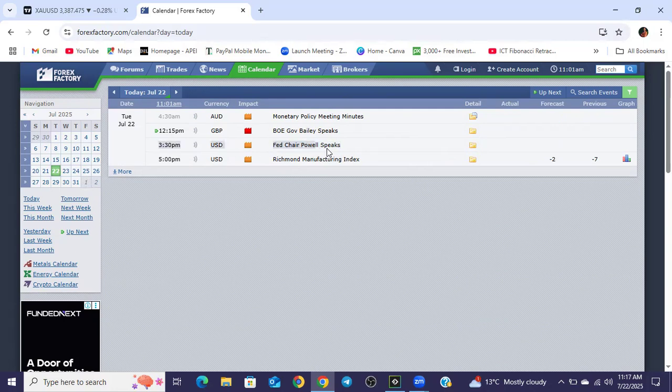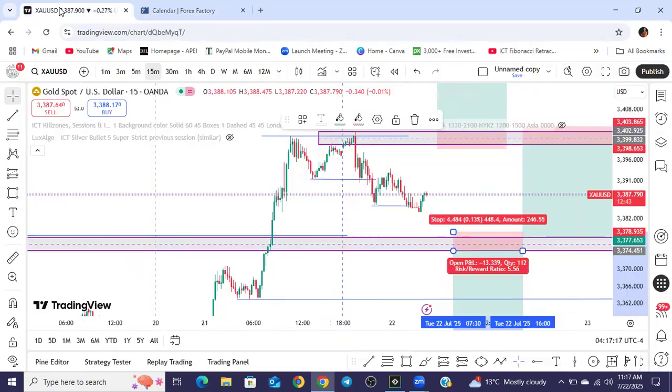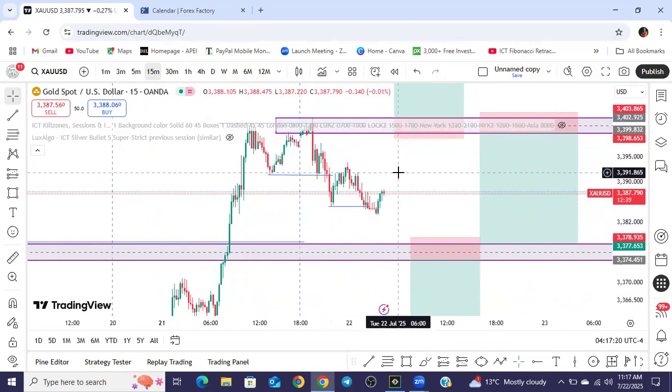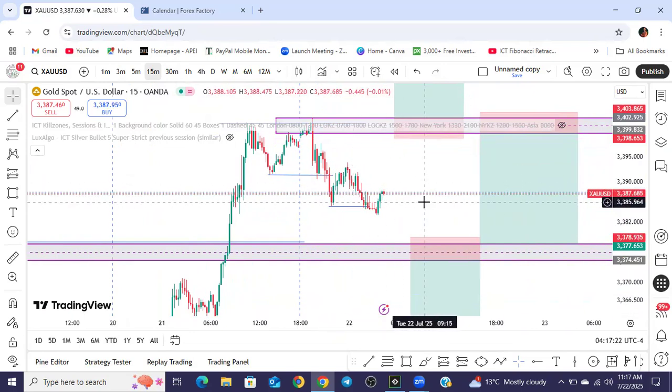We'll be able to see some impact for the dollar and for gold at this particular hour, 3:30 p.m. So it's good to watch that. So that's what we have today, unless anything else transpires that is not listed in the Forex Factory calendar.